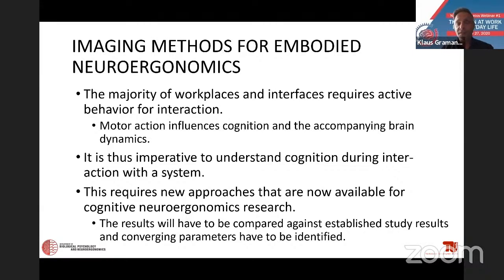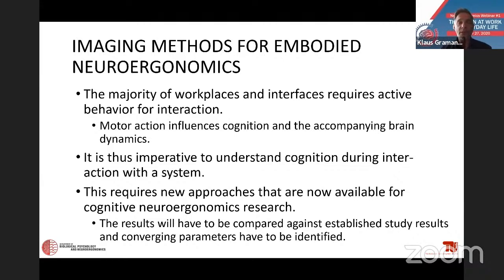The results, however, of these new imaging approaches, investigating human brain dynamics in actively behaving participants, will have to be compared against established study results coming from the labs, highly controlled setups, stationary setups, because the parameters might differ.